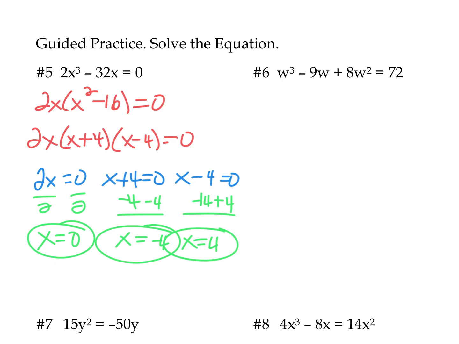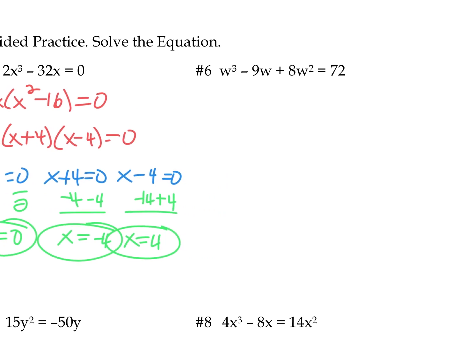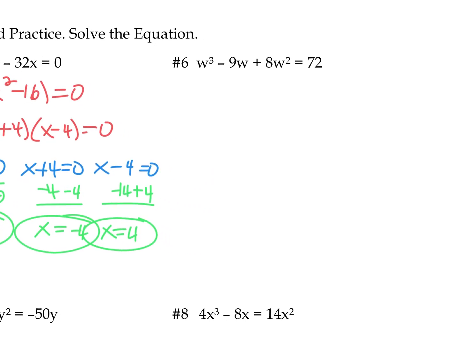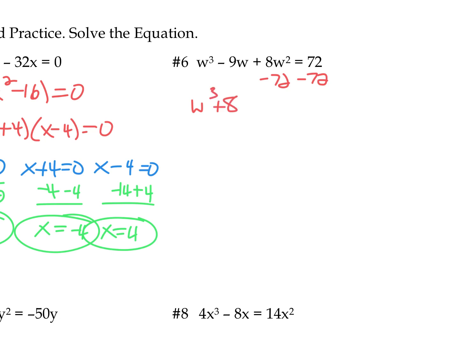All right, in number 6 here, we need to get it set equal to 0. So the first thing we're going to have to do is subtract 72 on both sides. So I'm going to subtract 72. And then when I rewrite this, I'm going to put it in standard form order as well. So I'm going to have w cubed plus 8w squared minus 9w minus 72 equals 0. Okay, right? I move the 8w squared. Keep the sign with it. It's a positive 8w squared, and it's a minus 9w.